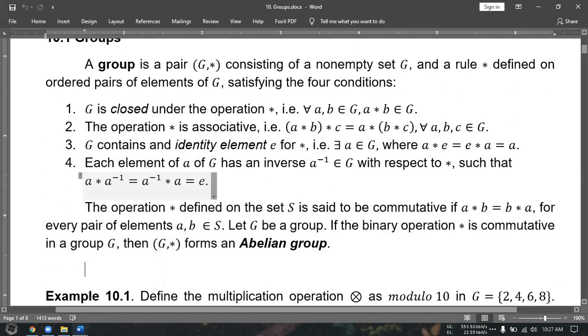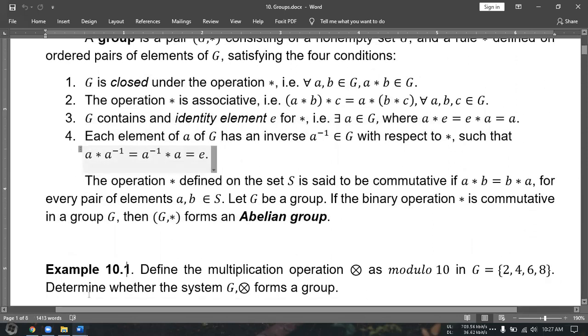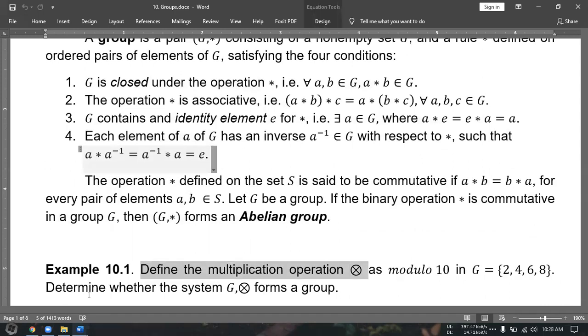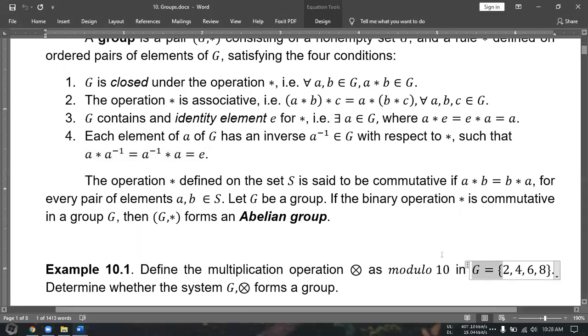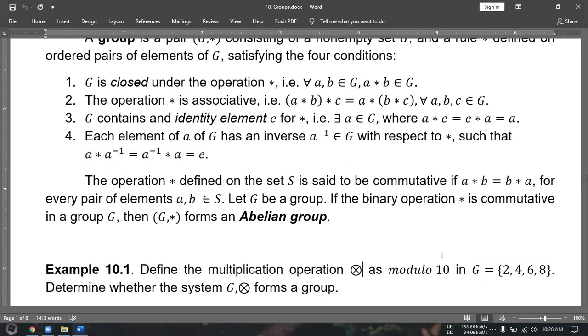Right? Now let's have an example here. Example number 1. Define multiplication operation as modulo 10 in the group whose elements are 2, 4, 6, 8. Okay, 2, 4, 6, 8. How to verify if this group under multiplication modulo 10 is a group. Okay, we have to test or verify whether this group under multiplication modulo 10 is a group.